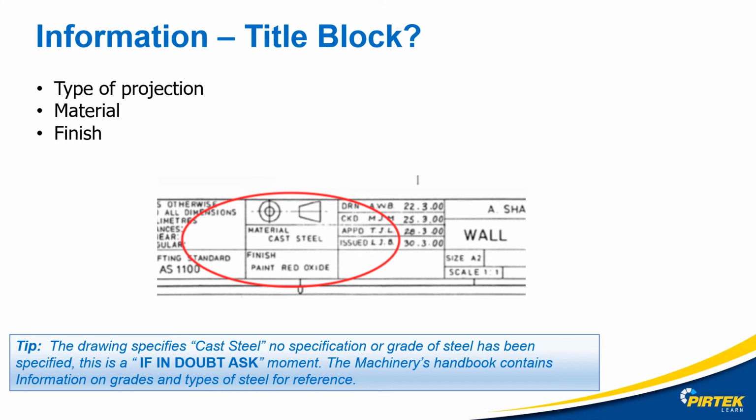If we have a look at this particular specification here, cast steel. Oh, there's about 40 different grades of cast steel. In this situation, we haven't given the maker enough information. Again, this is where the "if in doubt ask" message on the drawing will come in handy. This will prompt the maker to contact you for clarification.